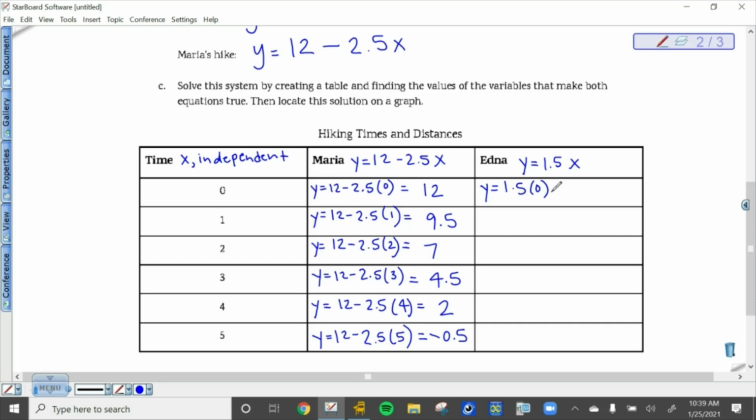Good. So, you don't have to write the whole equation. You can just write the answer if you want. Did anyone else already finish that part?